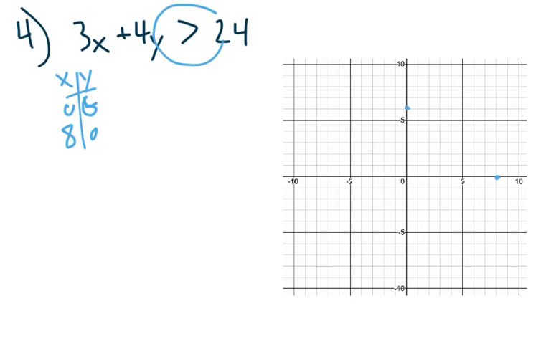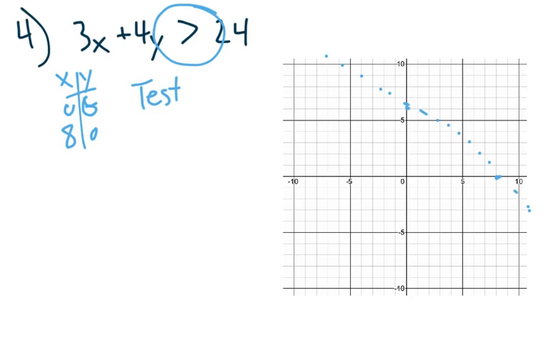Now I look at my inequality. It is just greater than, so I'm going to have a dashed line between these two guys. And sorry about my line not being terribly straight. Easier to do with a ruler, pencil, and paper. But anyways, I've got my line, and now I have to test the point.